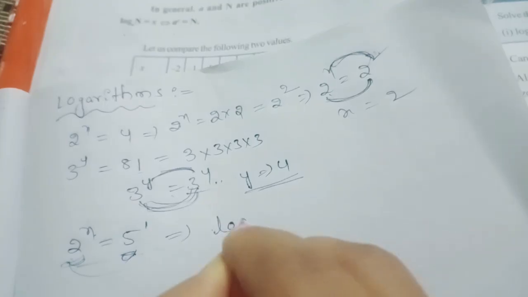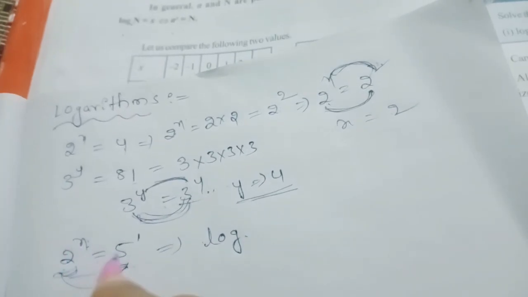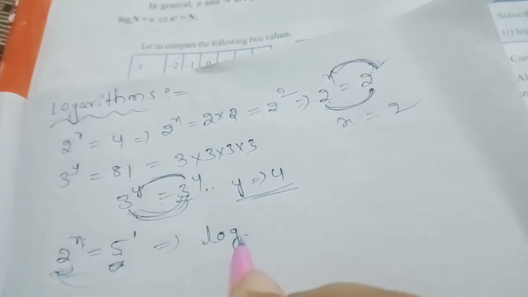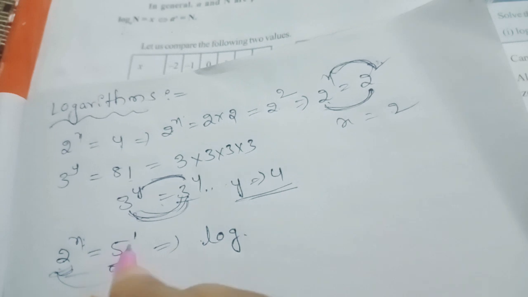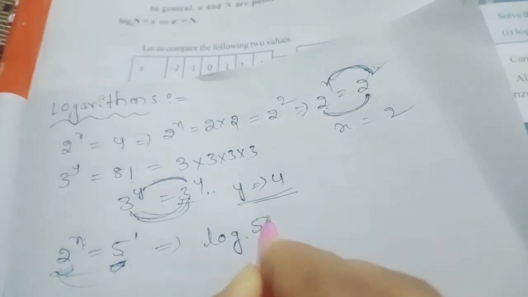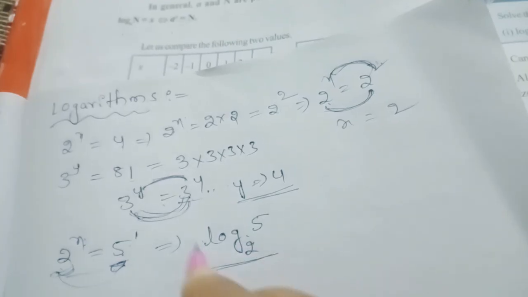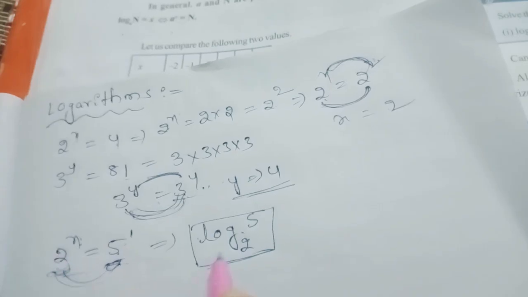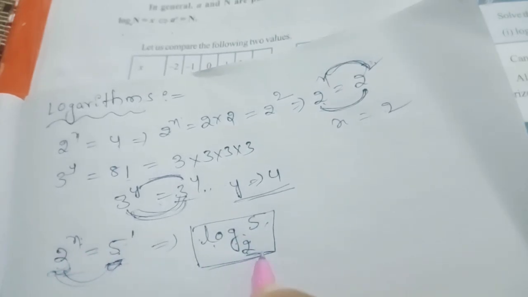Logarithm means log. 2 power x is equal to 5. So x is log, base and power. Log 5, this is the 5, log 5 to the base 2. This one is the answer. So 2 power x is equal to 5 means x is equal to log 5 to the base 2.